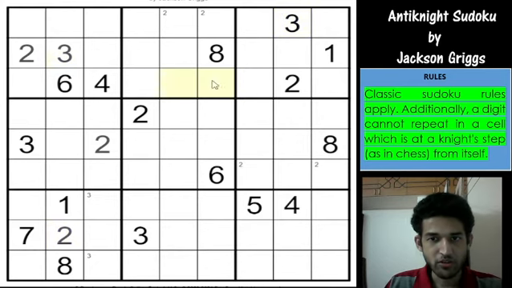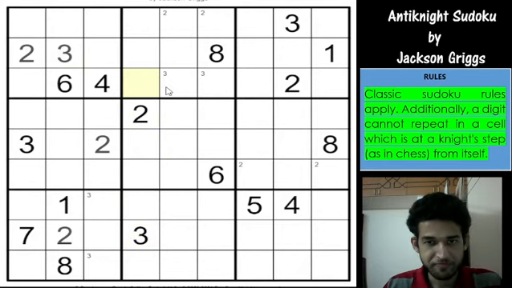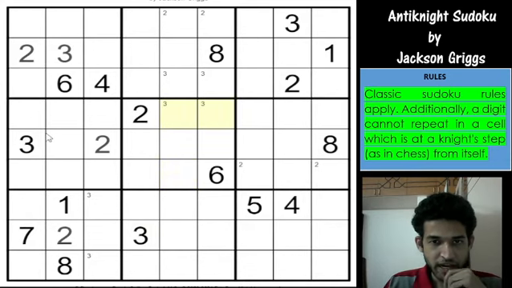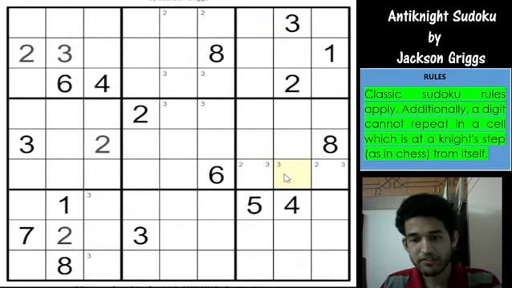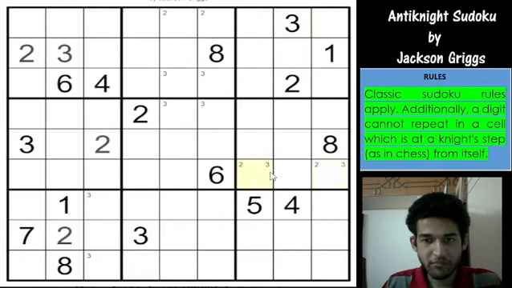3 is in row 1, row 2, which means that 3 is in one of these cells. This cell can't contain a 3 because due to classic or due to the Antiknight you can't have a 3 here. And 3 cannot be in row 5 and 3 cannot be in these 2 cells because this is at a knight step away, which means that 3 must be in these 2 cells. And in row 6 3 cannot be in this box, which means 3 must be in these 3 cells, and because of the 3 here you can remove the 3 from here. So we have locked a 2-3 pair in box 6, right?